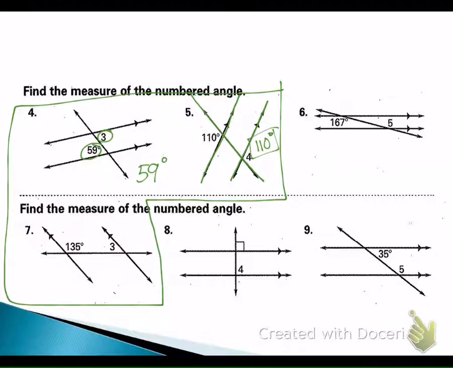All right, number 6 you did not have to draw, but you can still help me out with it. They're on different sides of this line, inside the other two. Alternate interior, and alternate interior are congruent. Good.